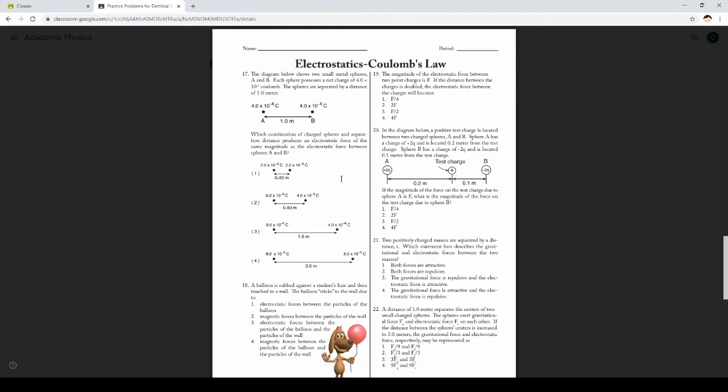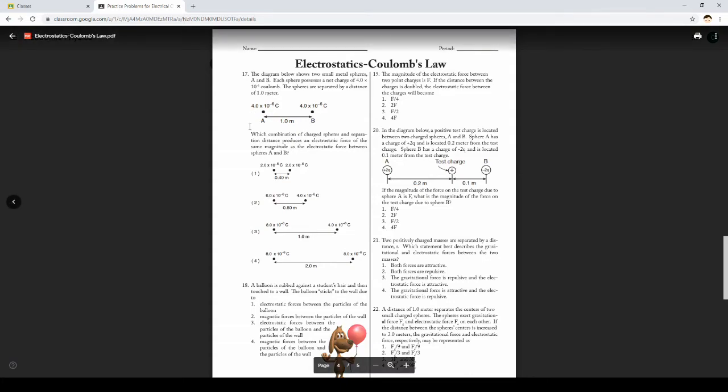Number 17. The diagram below shows 2 small metal spheres, A and B. Each sphere possesses a net charge of 4 times 10 to the -6 coulombs. The spheres are separated by a distance of 1 meter. Which combination of charged spheres and separation distance produces an electrostatic force of the same magnitude as the electrostatic force between sphere A and B?